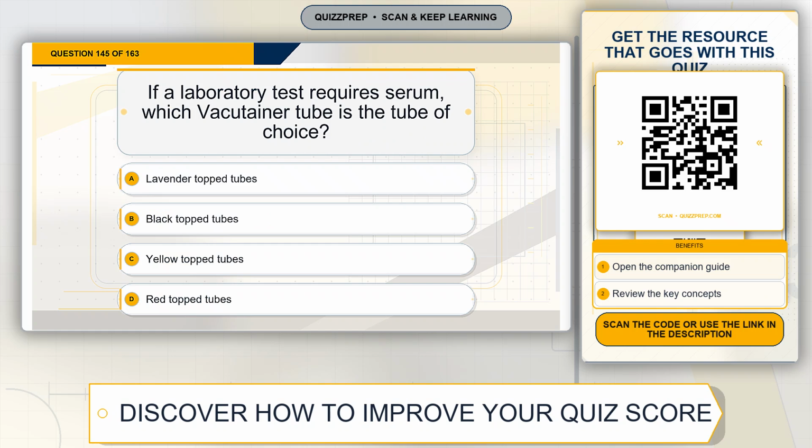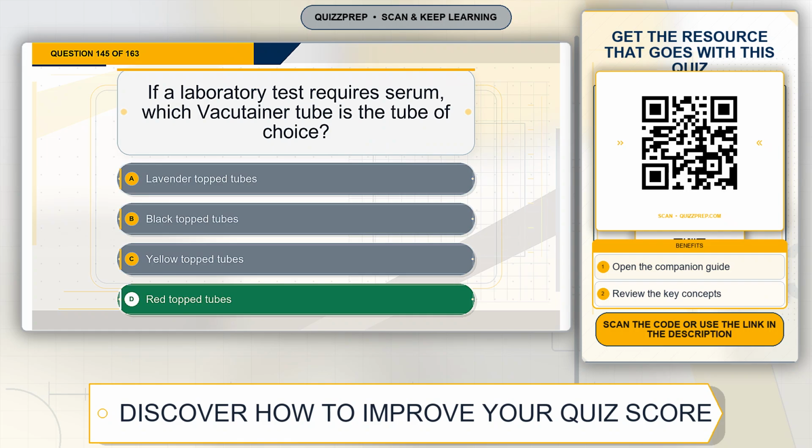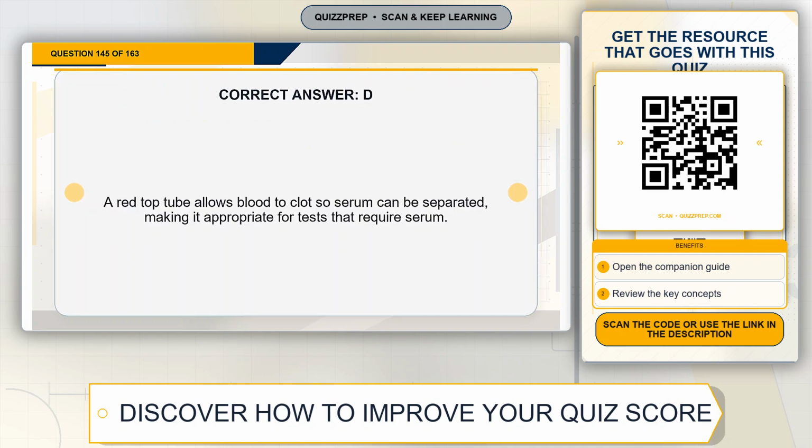Question 145. If a laboratory test requires serum, which vacutainer tube is the tube of choice? Option A, lavender top tubes. Option B, black top tubes. Option C, yellow top tubes. Option D, red top tubes. The correct answer is option D, red top tubes. Explanation. A red top tube allows blood to clot so serum can be separated, making it appropriate for tests that require serum.